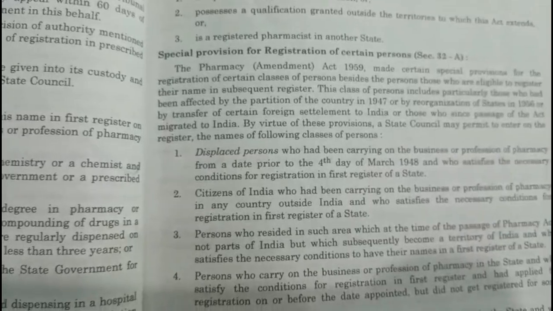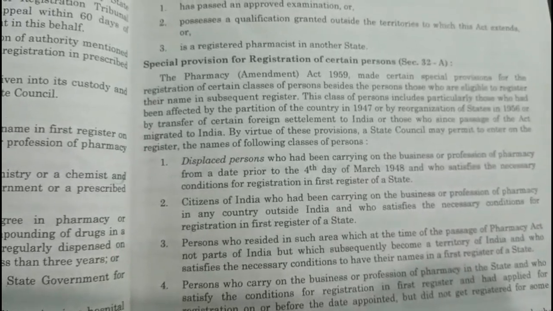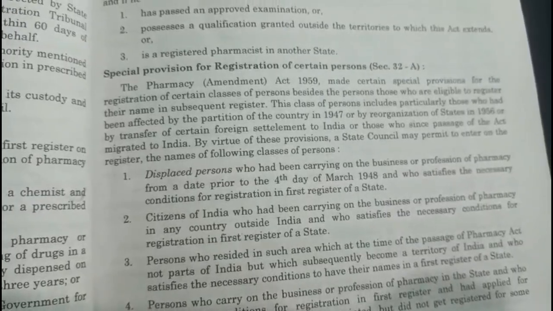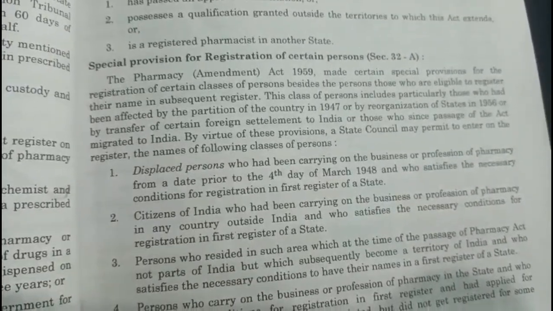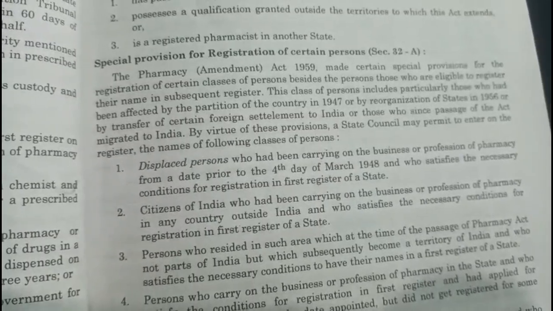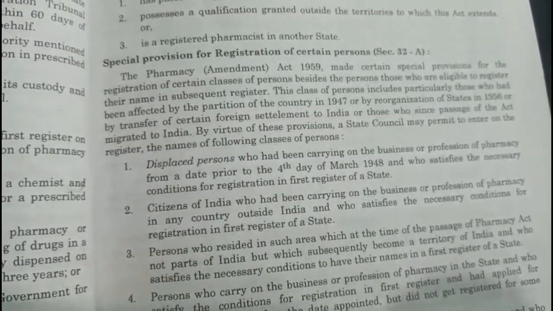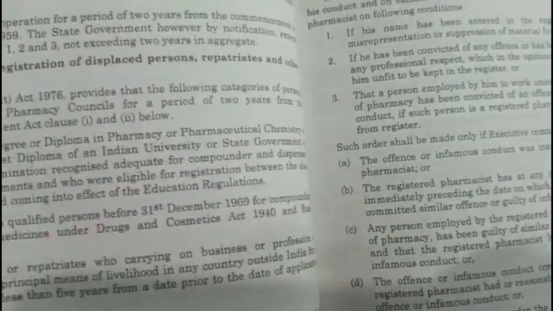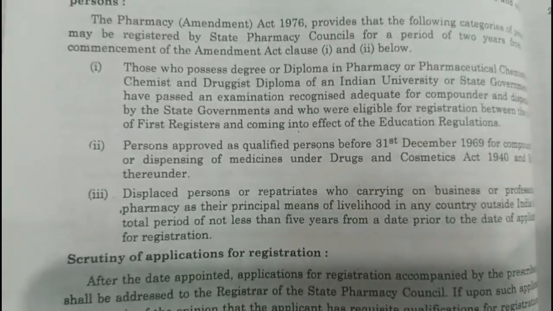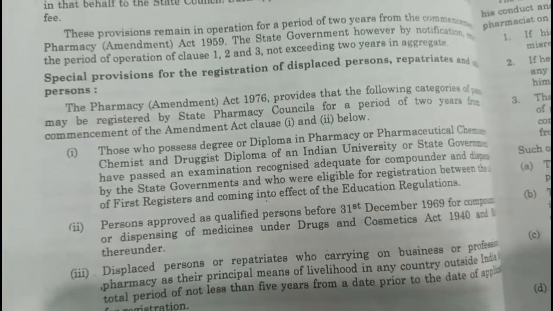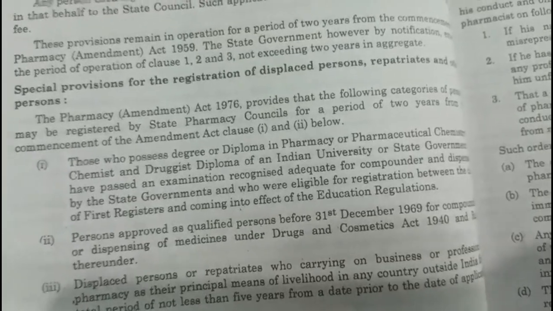Give a brief note on special provisions for registration of certain persons. That is section 13A. Here I want to tell you that you have to be thorough about the sections also, what things come under what sections. That is also an important thing. So note it down, because it may come in short questions. Then give a brief note on special provisions for the registration of displaced persons.